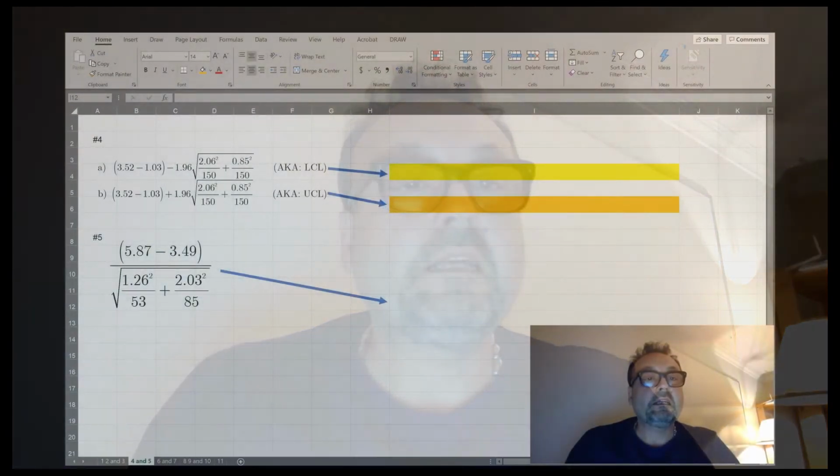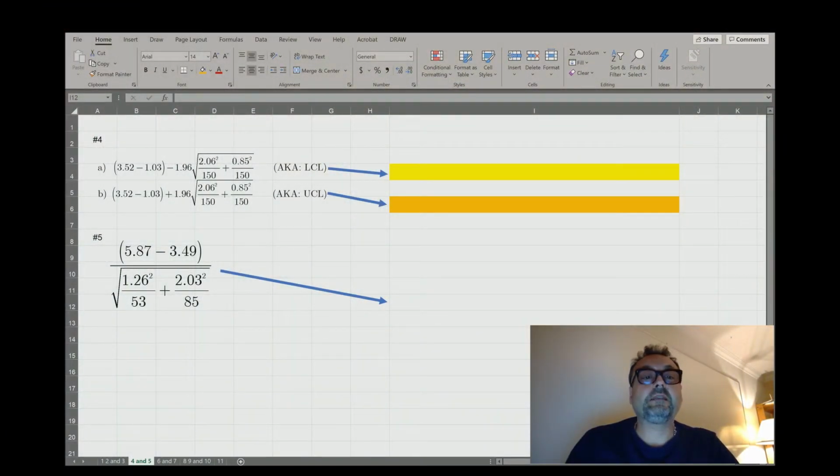Greetings. This is the second video on the Excel worksheet pre-semester, so I'm going to be working on numbers 4 and 5 here. 4a is asking you to basically just type this expression on Excel and figure out what it's going to be. So these two minus each other, minus 1.96 times this whole square root. Now in statistics, this is known as the lower confidence limit or lower control limit.